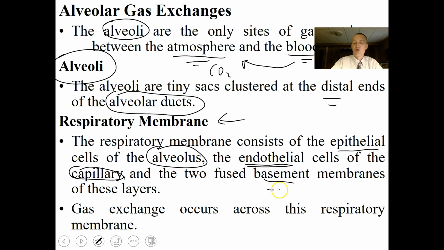There's then this proteinaceous, almost like cell glue in between them called the basement membranes. But that's going to be also making up this thing called the respiratory membrane. And gas exchange will only occur through this respiratory membrane. I'm going to take a chance of drawing it for you here.